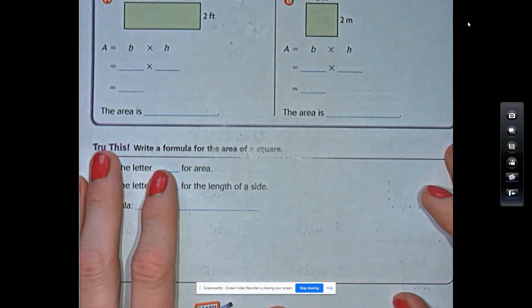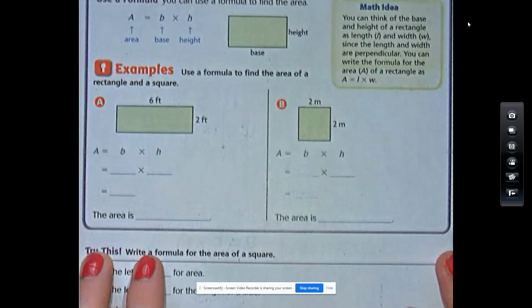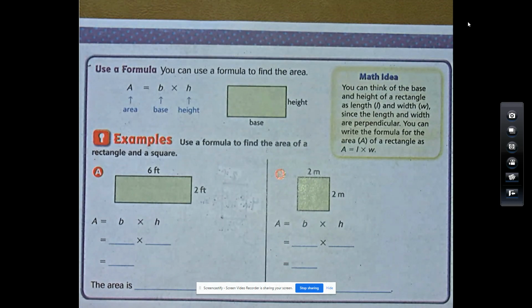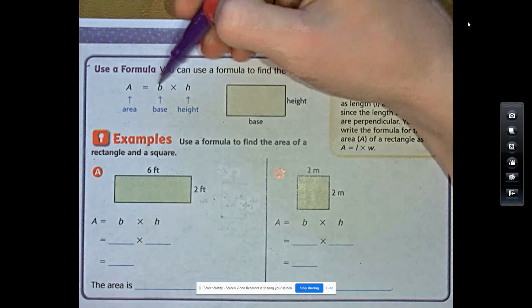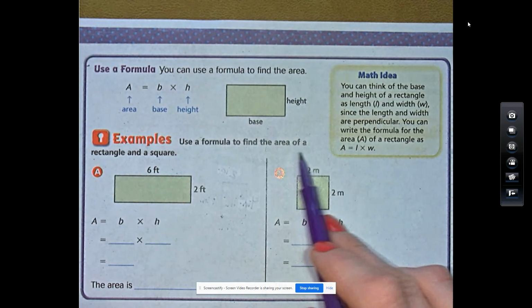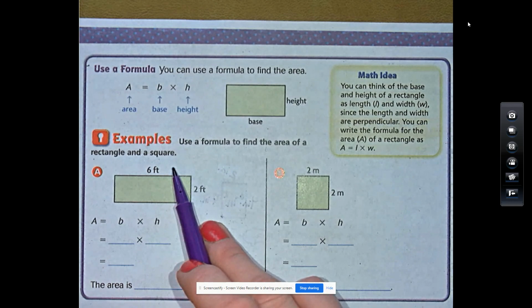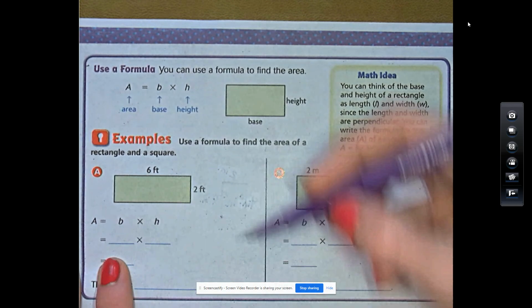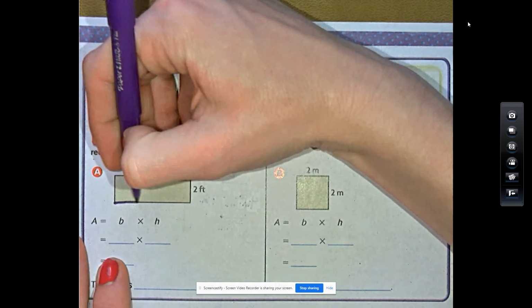Okay, you can use the formula to find the area, top of the page. Area is the A, base is the B, H is the height. We just talked about that. You can use a formula to find the area of a rectangle and a square. Area equals base times height. So what's the base of this guy up here? The base is usually this bottom one right here, but look, this top is the same.